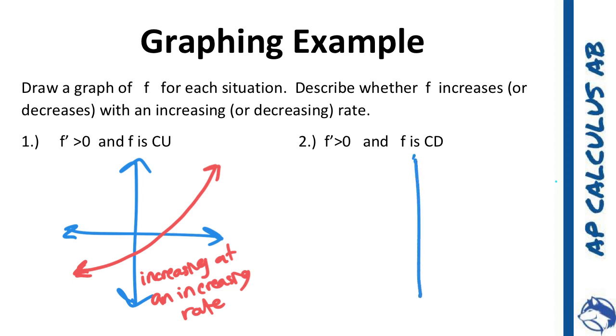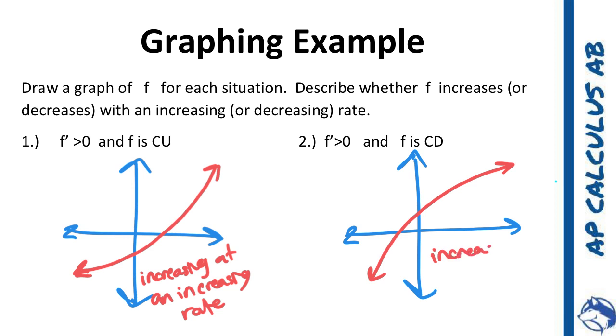And then I go to the next one. It's increasing, or it's positive. F prime is positive, so the slope is positive, but it's concave down. So it's going to look something like this. So this would be increasing at a decreasing rate.